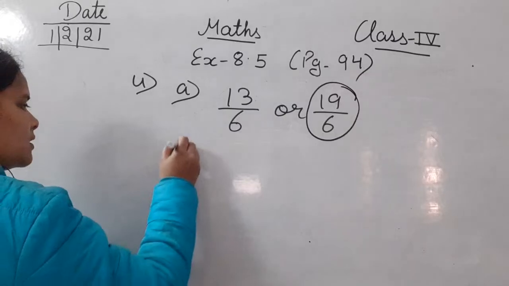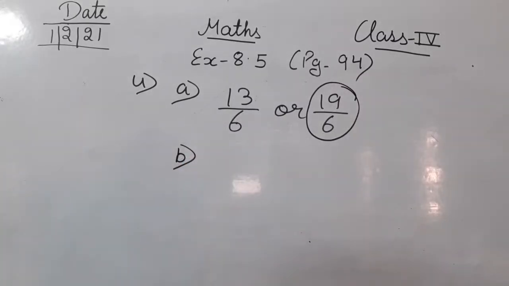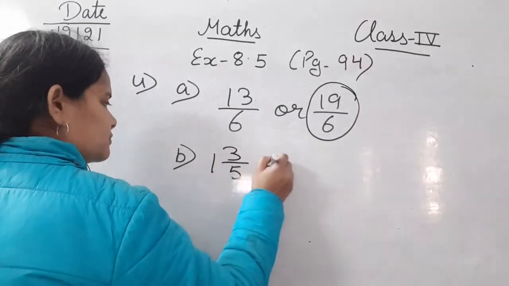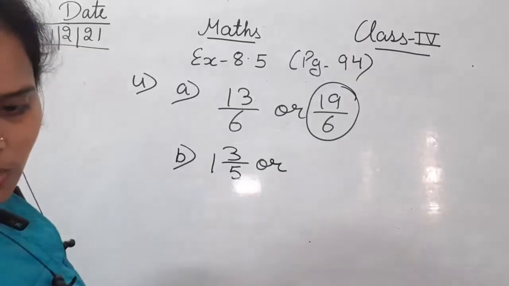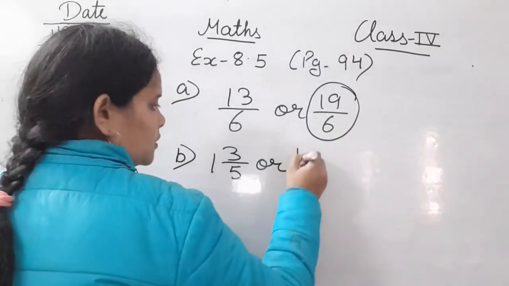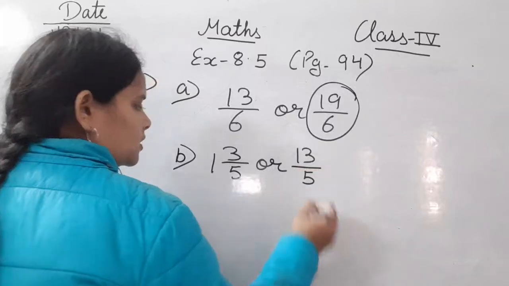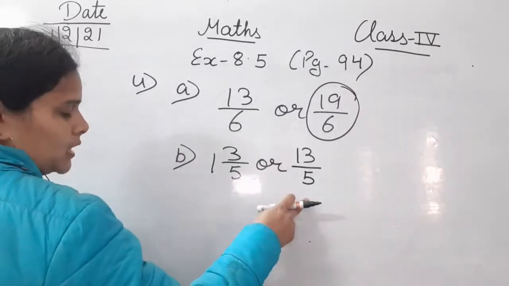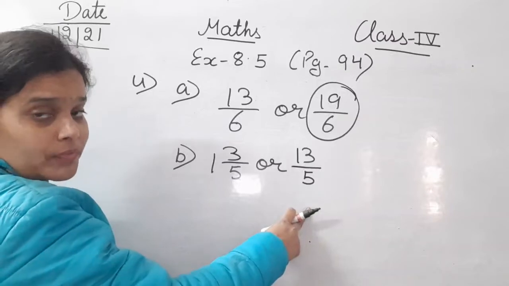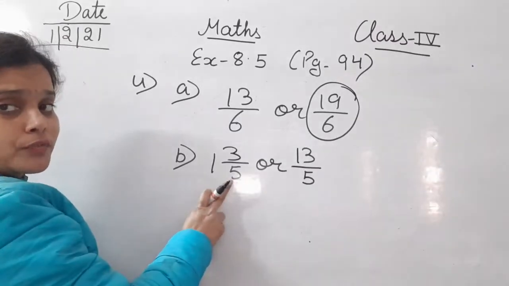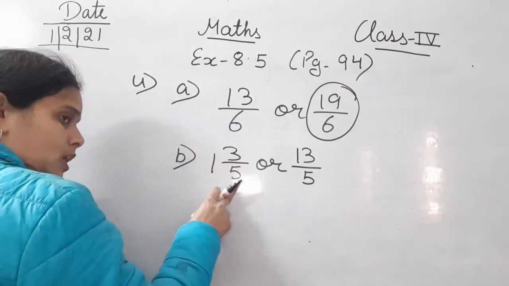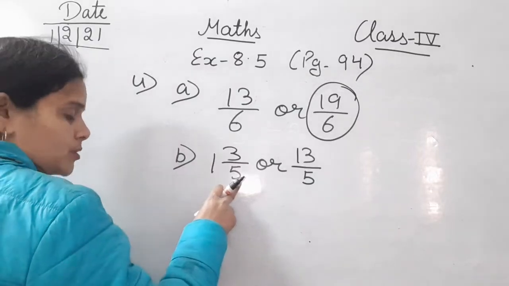First, B1. Look, the B part is 1:3/5 and 13/5. As you can see, one is a mixed fraction. So first of all we will convert the mixed fraction into an improper fraction.